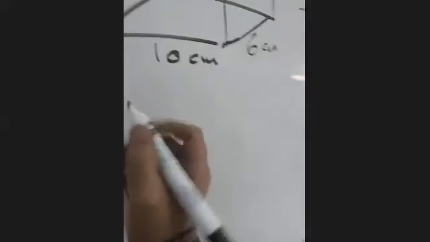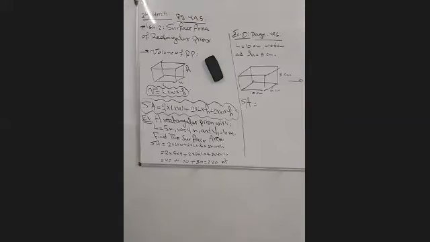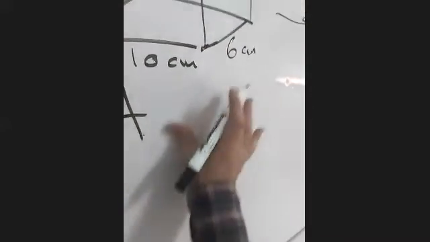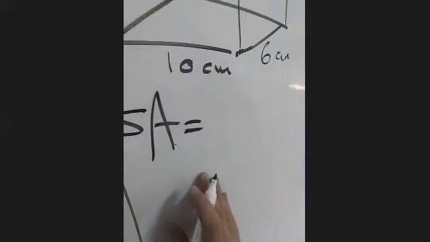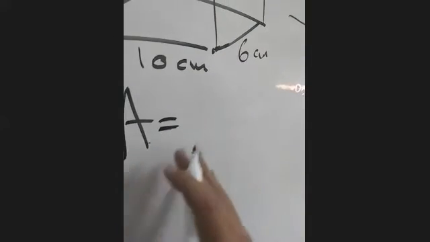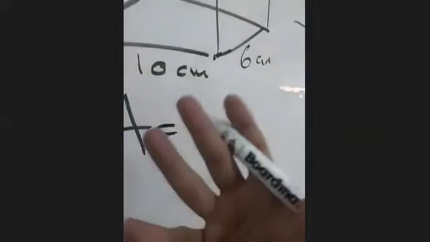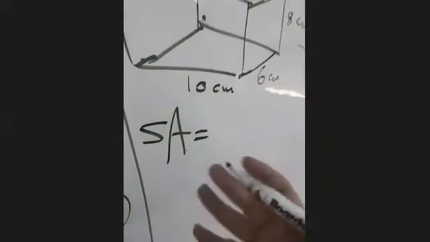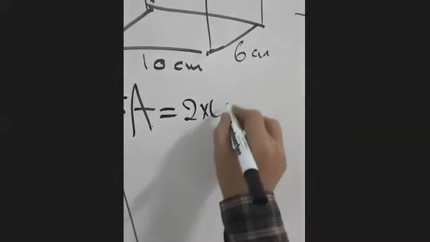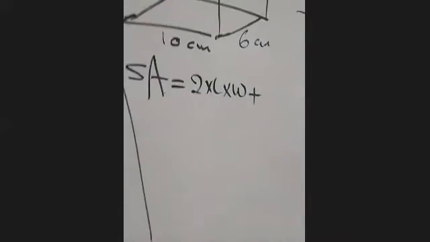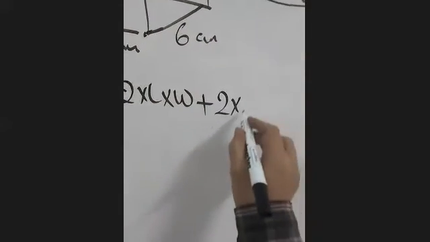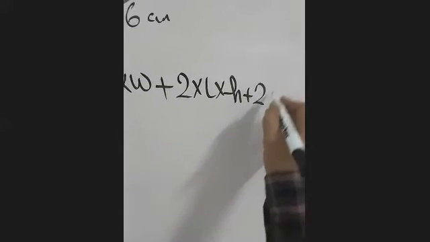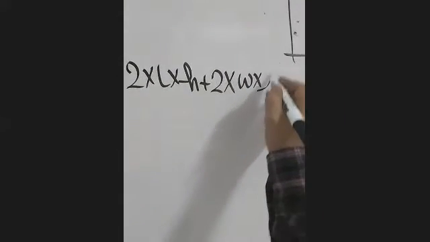Now let's find the surface area, which is what I care about. Don't forget the formula, Mister. Memorize the formula, guys. It's important, more important than anything. Surface area equals 2 multiplied by length multiplied by width, plus 2 multiplied by length multiplied by height, plus 2 multiplied by width multiplied by height.